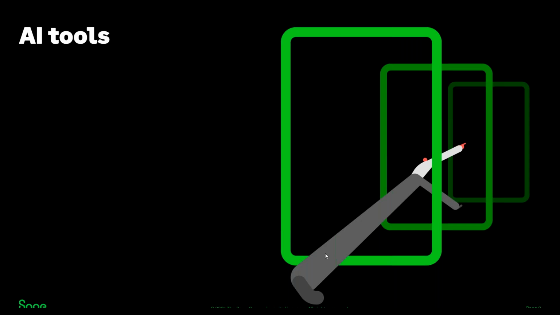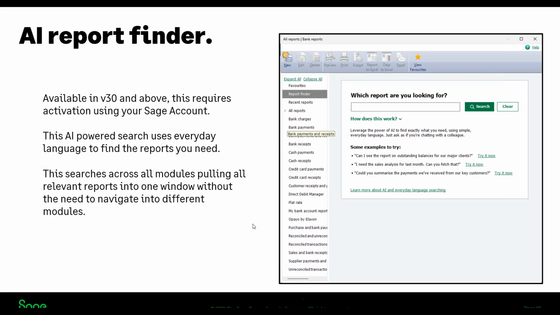The next one I'm going to show you very briefly is the AI tool that's in the software. Now, this is something that's going to evolve over time. We have got Copilot coming soon, which is Copilot within the software. So what I would say is watch the space, because we will have webinars coming very soon showing you how Copilot can work in your software. But our first venture into AI tools was with the AI Report Finder. Now this came in version 30, so you might already be using this. You might have access to it and not realize that it's there.